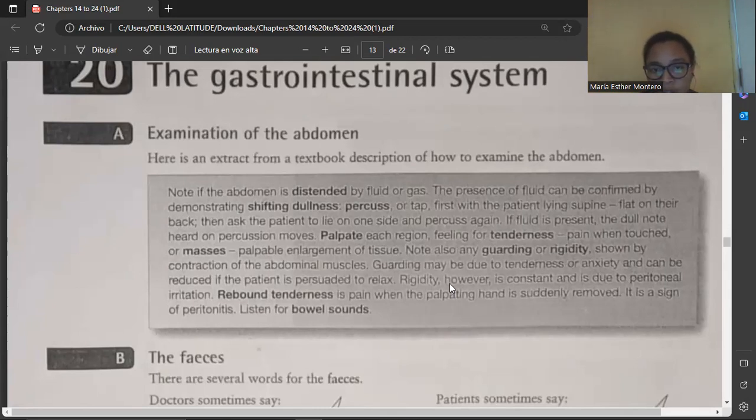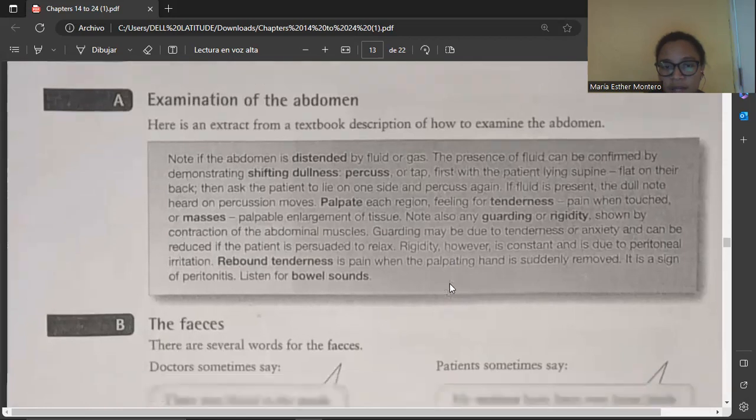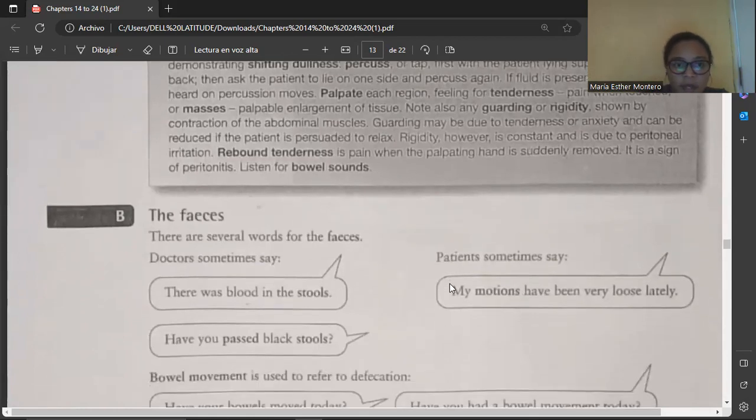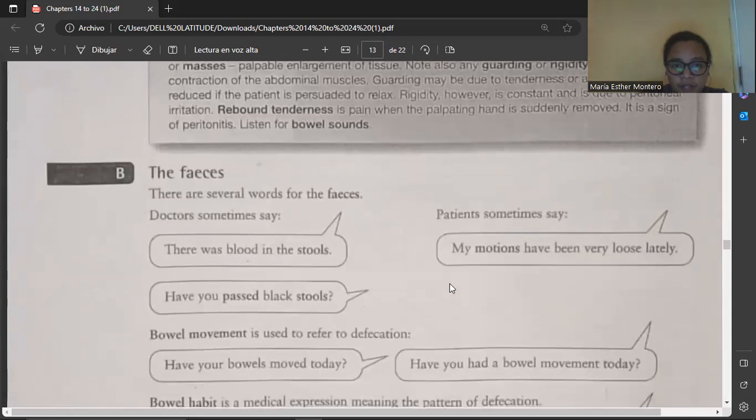Rebound tenderness is pain when the palpating hand is suddenly removed. It is a sign of peritonitis. Listen for bowel sounds. The feces. There are several words for the feces.